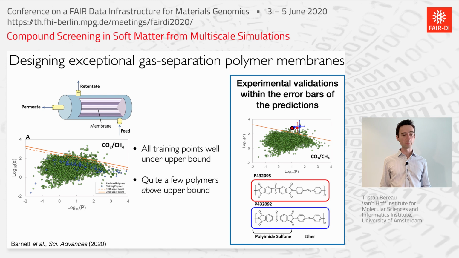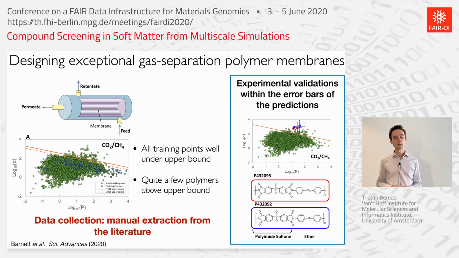And the experiments are the circles. You can see that the circles remarkably are basically within the error bar of the predictions. So in this case, not only is the machine learning model accurate enough to give us a robust prediction, but the experimental validation confirms these predictions and shows that we can systematically design better gas separating polymer membranes.